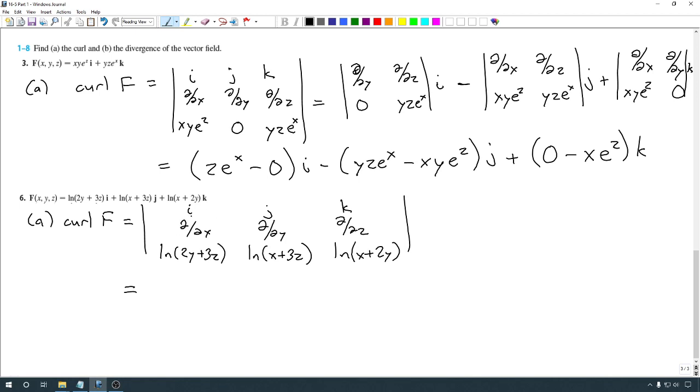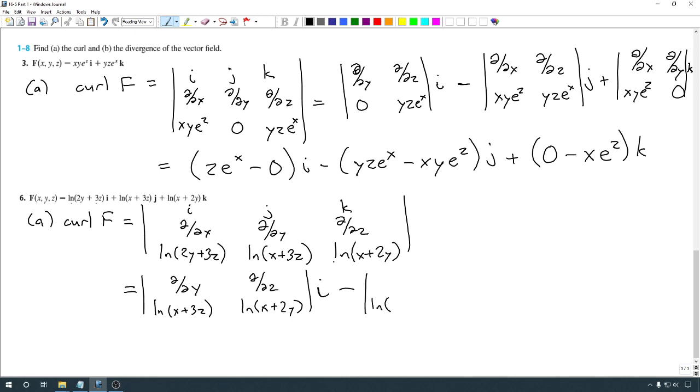So start with i, we have this 2 by 2 here, so you have natural logarithm of x plus 3z, natural logarithm of x plus 2y. We have the derivative with respect to y, derivative with respect to z. That's our i component.